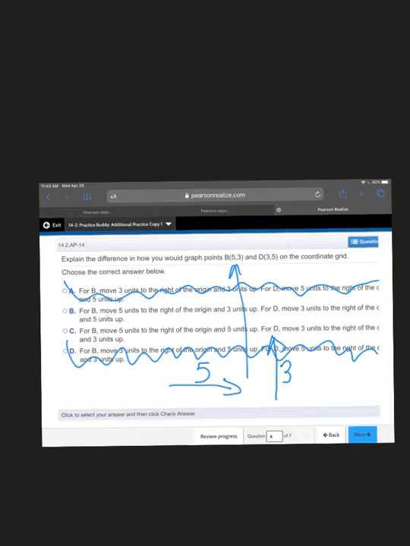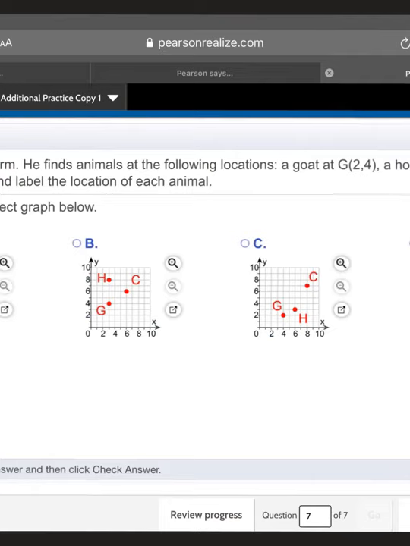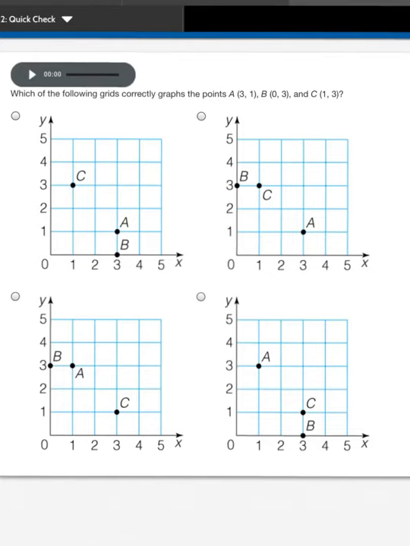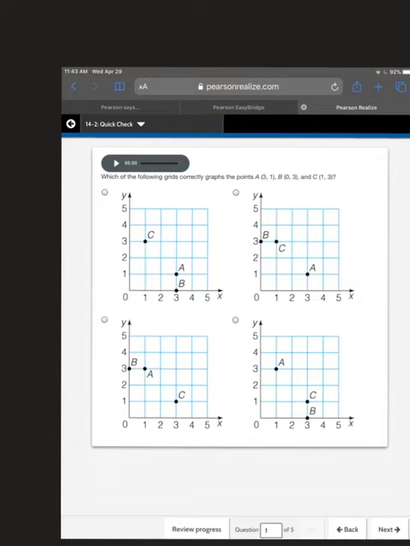Okay. So think about those. Okay, we've already done these. Okay, this one, just choose the right one. So one of the grids is right, one of them is wrong.